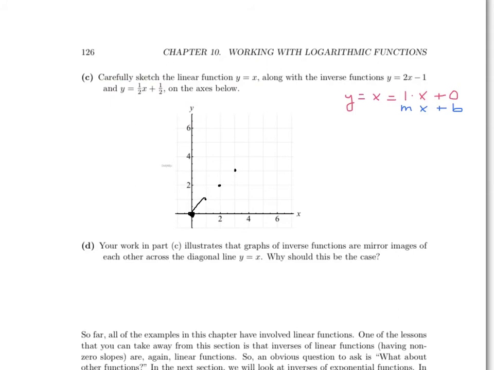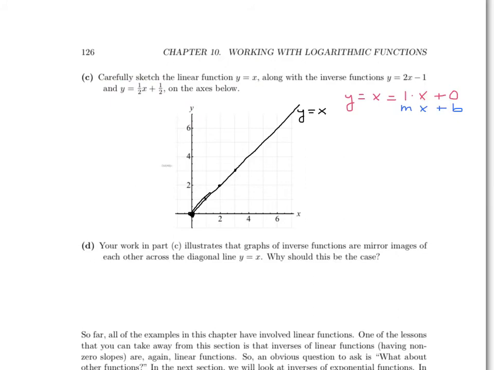So the graph will look like this. So this is y equals x. Next, let's look at the graph of y equals 2x minus 1.